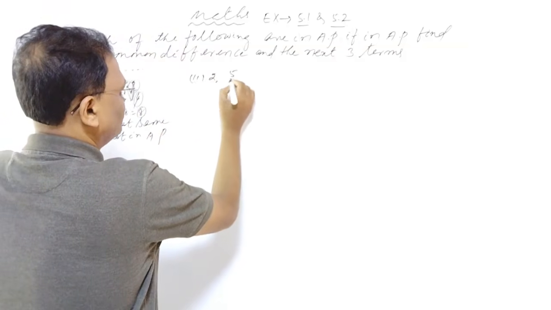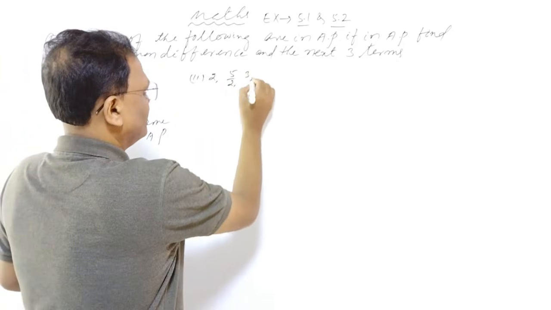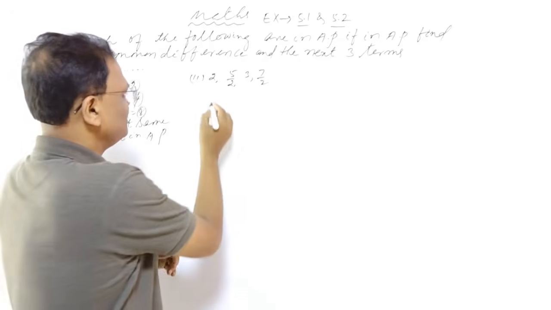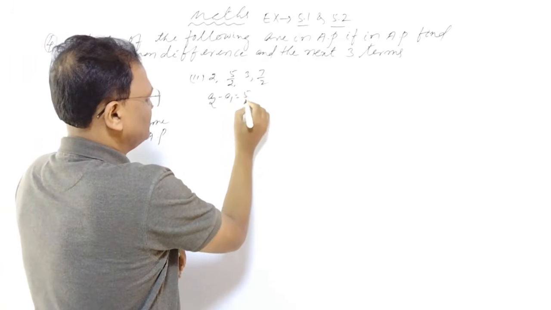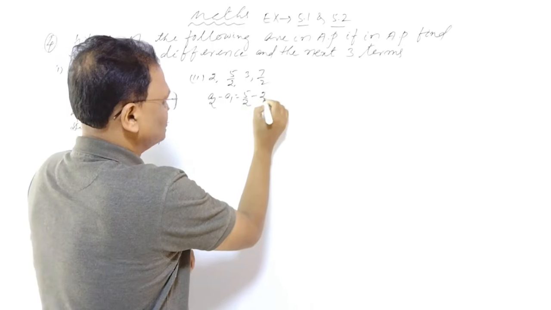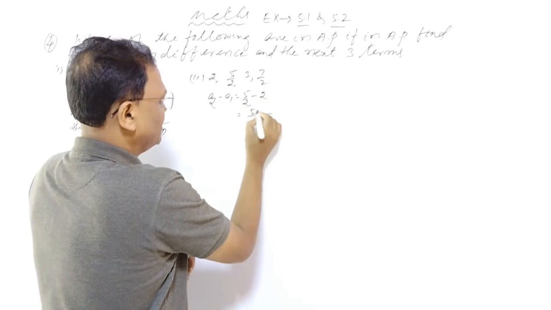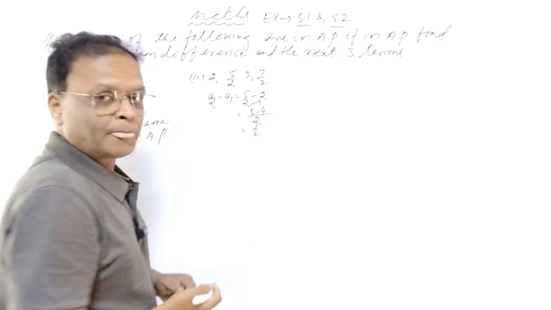This is the second one: 2, 5 by 2, 3, 7 by 2. Exactly the same thing I have to do. What is my A2? A2 minus A1. A2 is 5 by 2 minus A1, which is 2. If I simplify, I'll get 5 minus 4, which is nothing but 1 by 2.